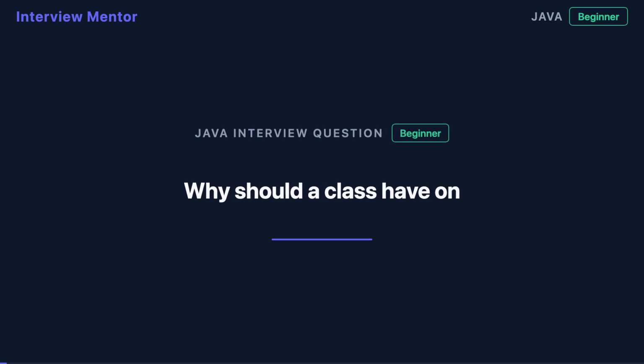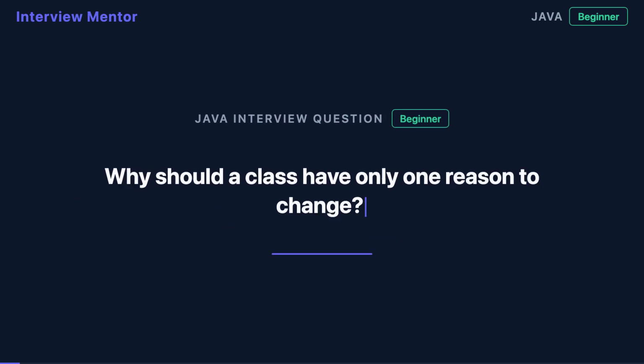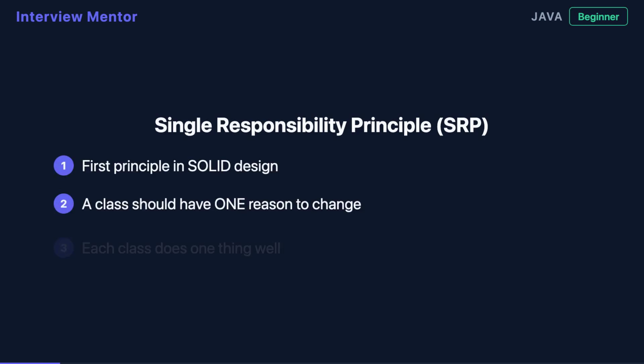Why should a class have only one reason to change? This question gets at the heart of the single responsibility principle, and it prevents 90% of spaghetti code disasters. This is the single responsibility principle, or SRP, the first principle in SOLID design. It states that a class should have one and only one reason to change.